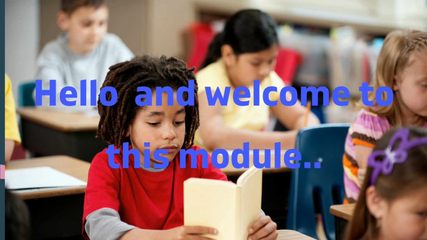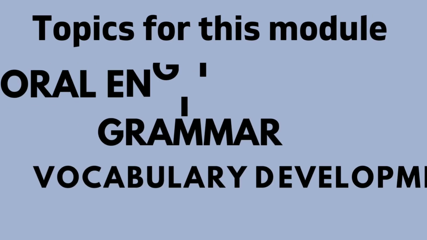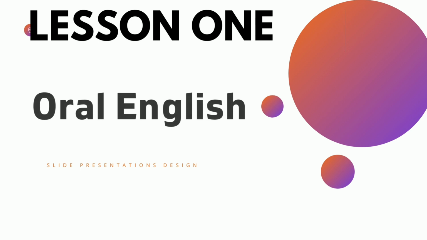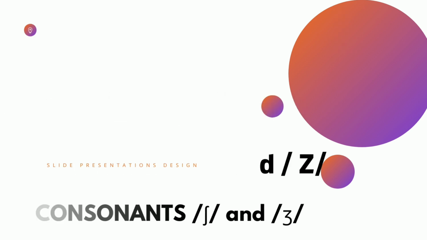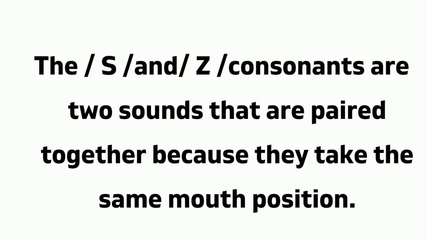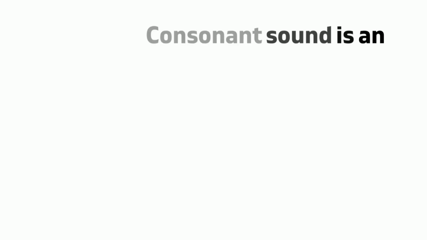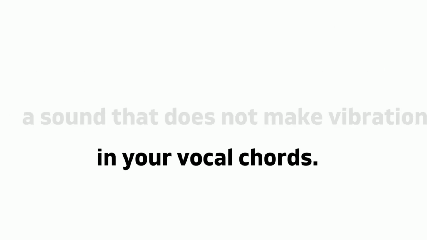In this lesson, we shall be looking at the various topics: oral English, grammar, and vocabulary development. In oral English, we shall be looking at the consonant sounds Z and S, and the SH and the ZH sound. Our first pair of consonant sounds are the S and the Z sounds. These sounds are paired together because they are pronounced with the mouth in the same position.